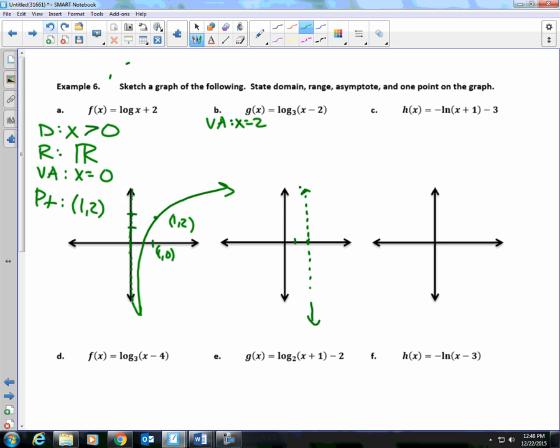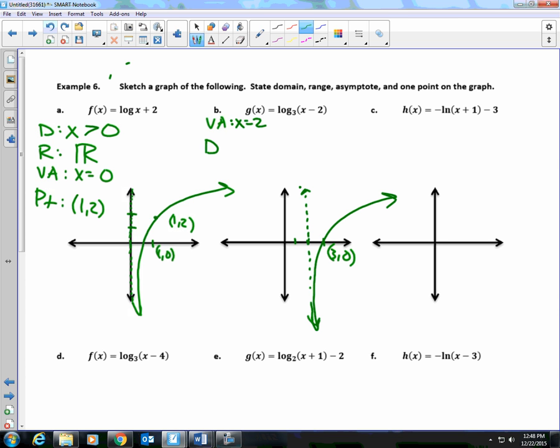It used to go through the point 1, 0. Now it will go through... I'm shifting it how many units? 2. So if you shift 1, 0 2 units, it will get to 3, 0. That's all that happens. I continue to start down, I end up just like so.